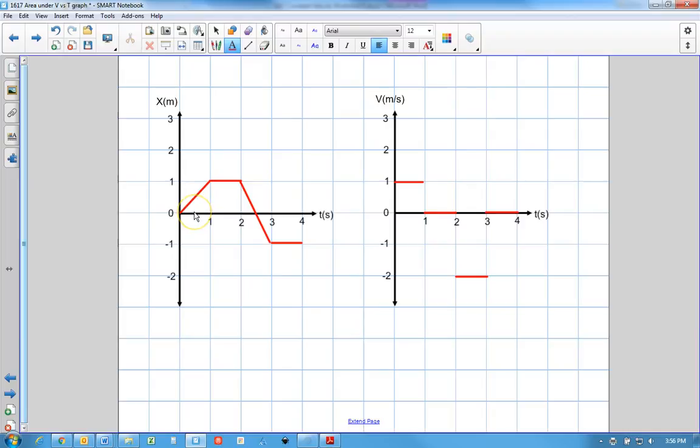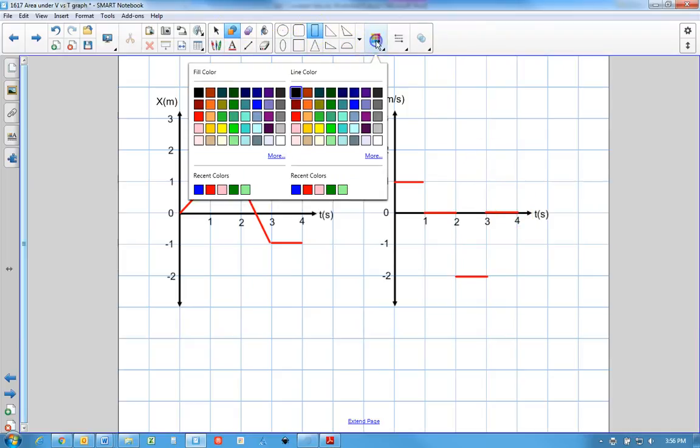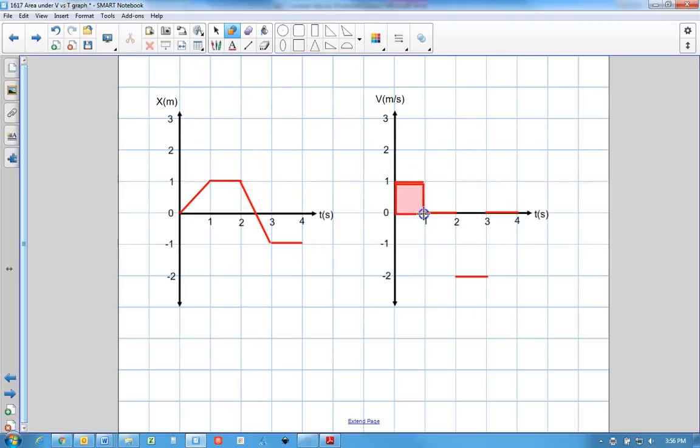So what happens if we have a multi-stage graph? This slope is 1, it's up 1 over 1, so I have a velocity of 1. This slope is 0, so I have a velocity of 0. This slope is -2, so I've got a velocity of -2. And another slope is 0, another velocity of 0. So if we want to look at the areas of this graph, once again we can look at this area right here. That's going to be a positive area, a positive displacement. And then this area underneath here will be a negative displacement.